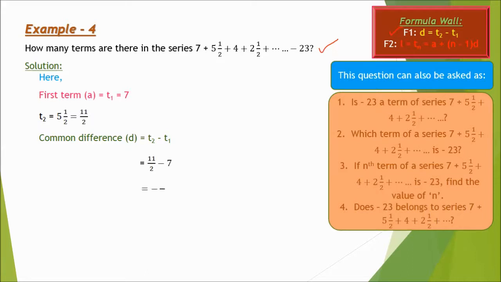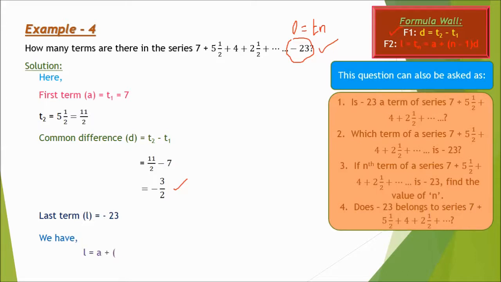Here, the first term T1 is equal to 7. The second term is 5 1 by 2. In improper fraction, it is 11 by 2. And we can easily find the common difference. We have the formula D is equal to T2 minus T1, and you can see it is 11 by 2 minus 7, and that value is minus 3 by 2. Okay, now this is the value of D.